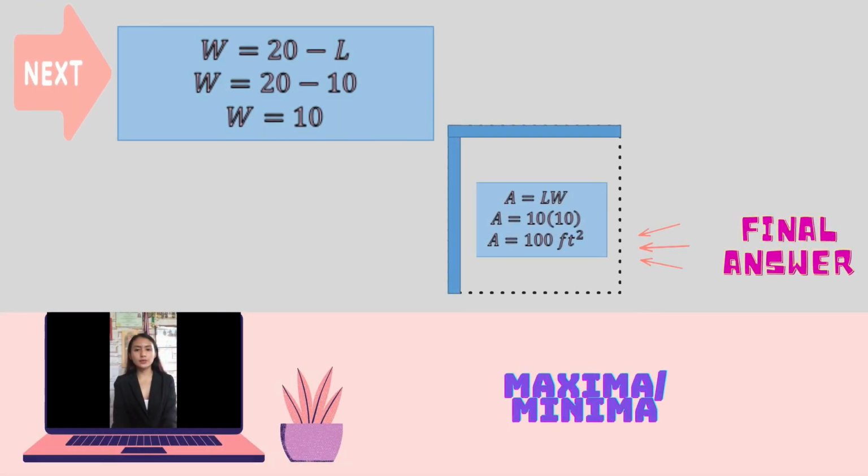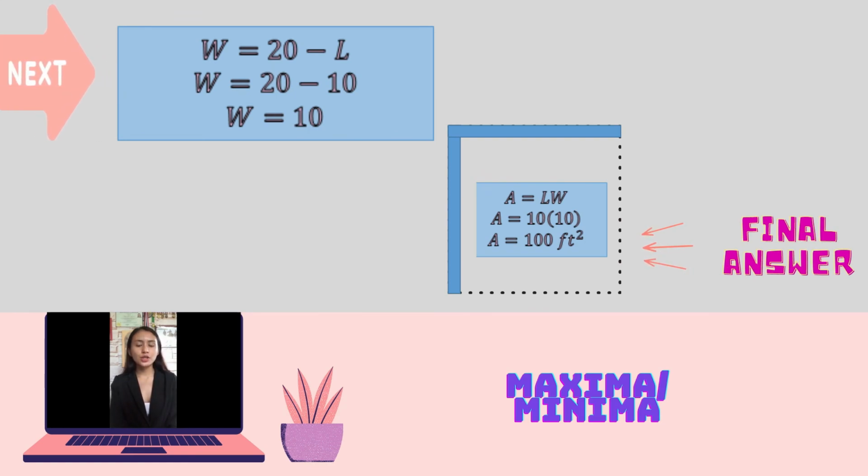So now we can substitute the value of length into the formula for our width. So width equals 20 minus L. Width equals 20 minus 10. So our width is equal to 10. Now we can substitute the values of length and width into the formula for our area. So area equals length times width. Area equals 10 times 10. So our final answer is area equals 100 square feet.